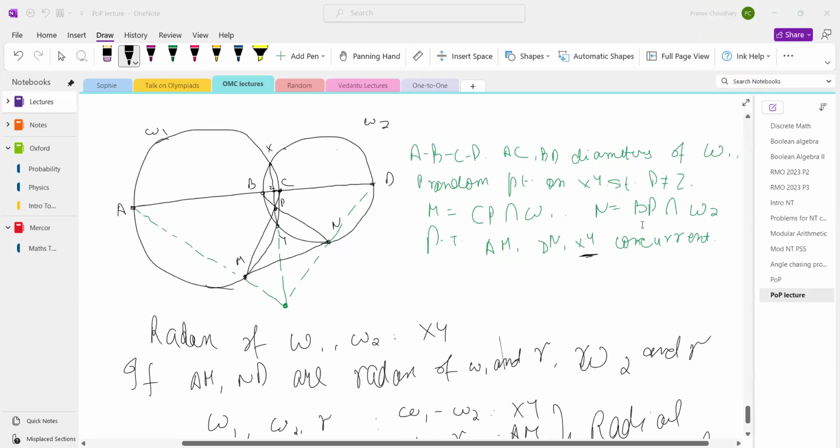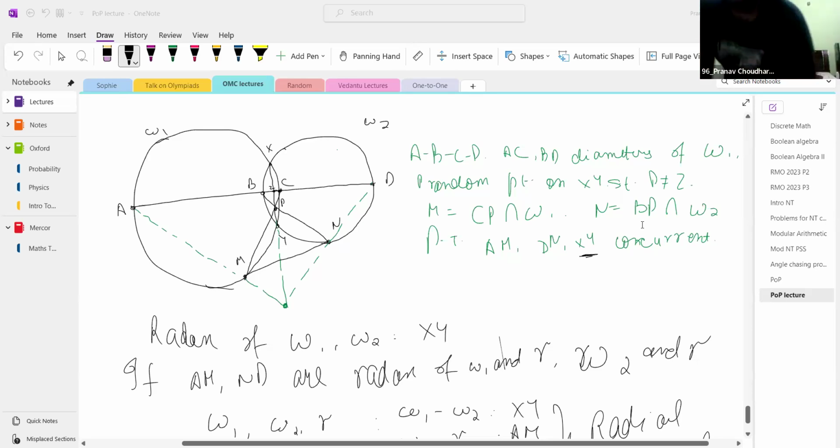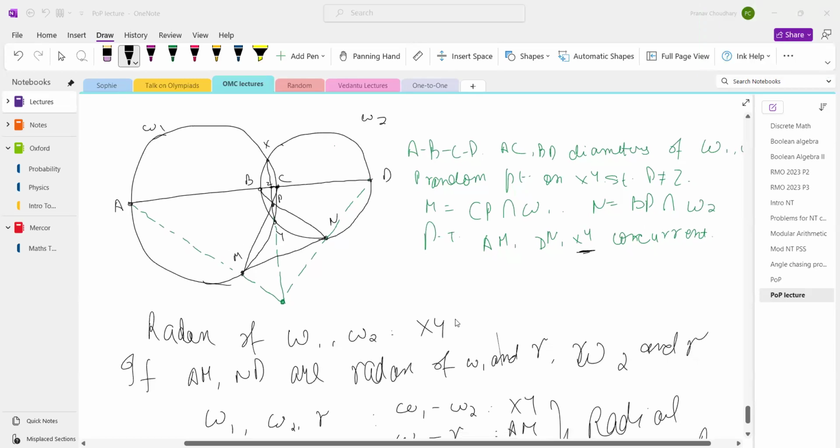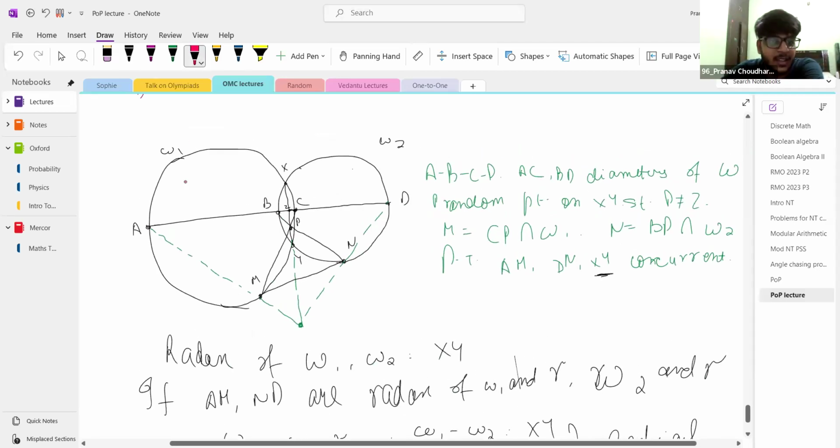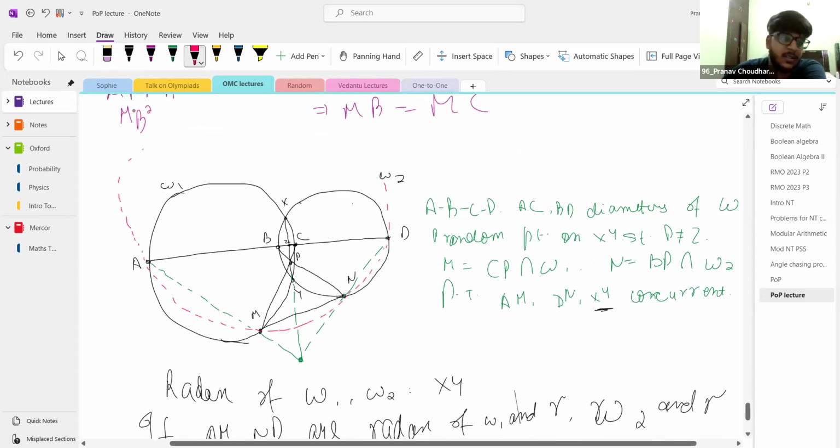Could you draw the circle gamma? How will it look in the diagram? Very bad, but okay. It's just a circle passing through all these 4 points, no?